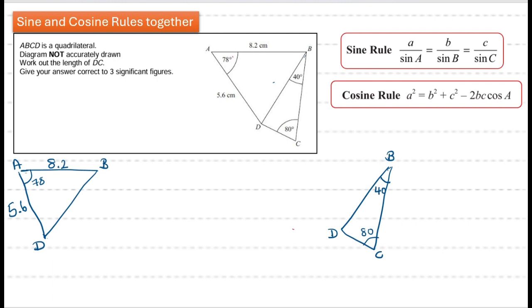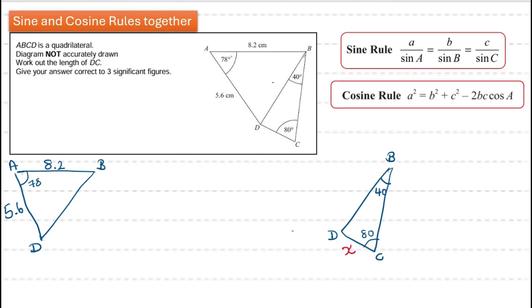We know that the length DC is one of the sides in triangle BCD on the right hand side. And since the length DC is unknown, we write the letter X for it. We also note that in triangle BCD, two of the angles are given, the angles 40 degrees and 80 degrees. So according to the conditions, we might be thinking of using the sine rule in triangle BCD.